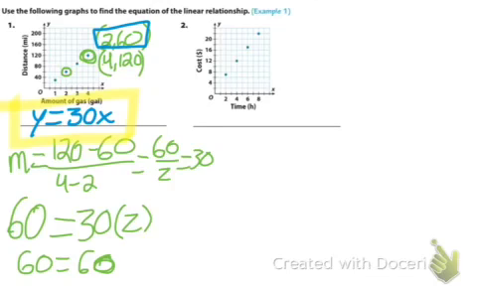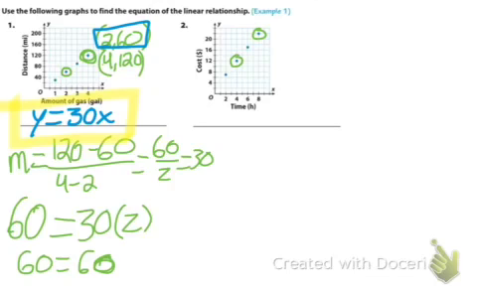Moving on to number 2. Linear, so we don't want to use that one because it's not on a point, and we also don't want to use that one because it doesn't have both an x and a y, so we will use this one and this one to find our slope.